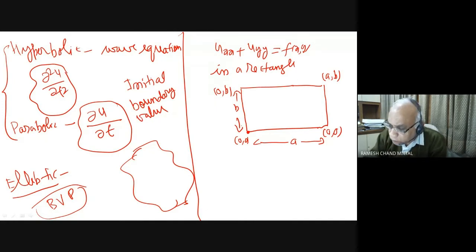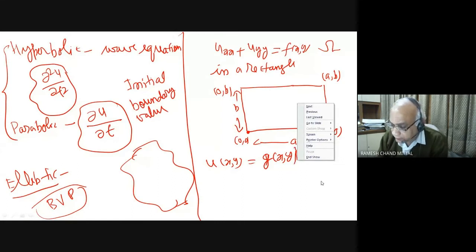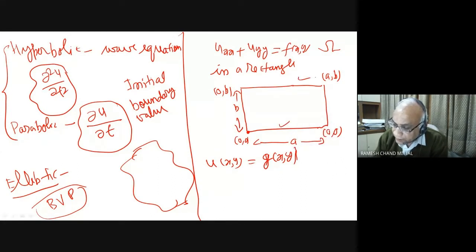Since my omega domain in which my equation is defined is a rectangle, I should be given a boundary condition. I will consider at the moment only Dirichlet boundary condition. So I am given u(x,y) equal to g(x,y) on the boundary, that is the lines, this line and this line, this line and this, which are perpendicular. Two lines are parallel, and another two lines are perpendicular to these parallel lines. So I have this. Now I want to solve this using the finite difference method.